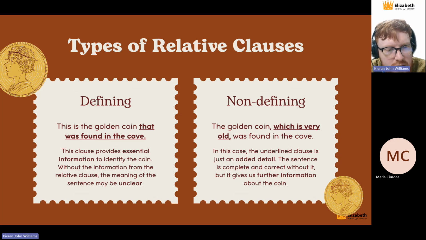Okay, so if you look at this sentence, this is the golden coin that was found in the cave. If we remove this information, then the sentence doesn't really have any logic. Sorry. This is the golden coin. But which one? Which one are we talking about? So we need to include this information because it defines the golden coin.